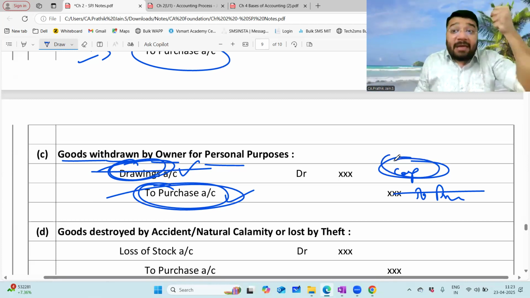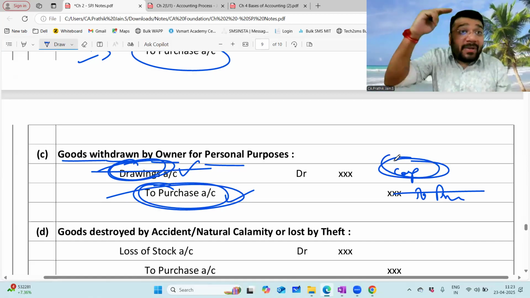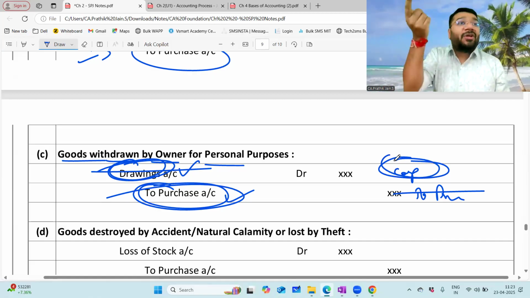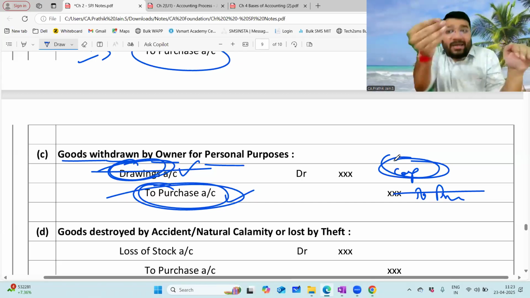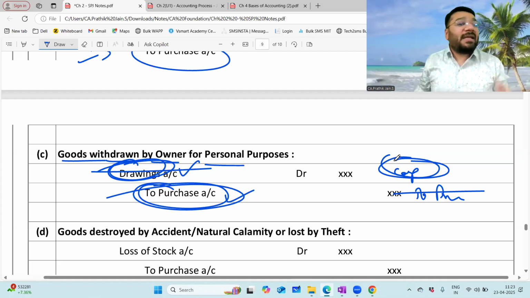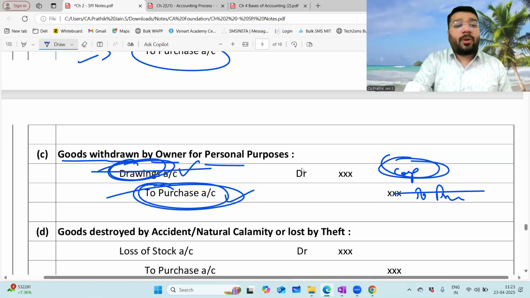So whatever goods he has enjoyed, the owner, until he pays the money, I'll catch hold of his capital account. Debiting the partner's capital account means I'm reducing the money that I have to pay him. So capital money means what the business has to pay, no. In that, what I'm supposed to pay, I'm minusing this value, what he has to pay. That is the purpose of goods withdrawn by owner for personal purpose. Any problem in this? No problem.